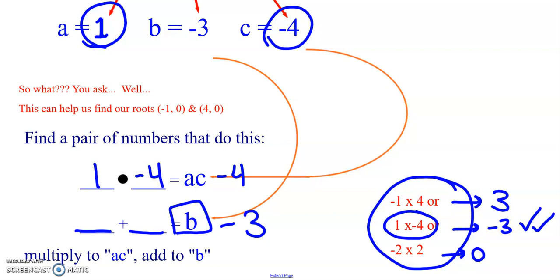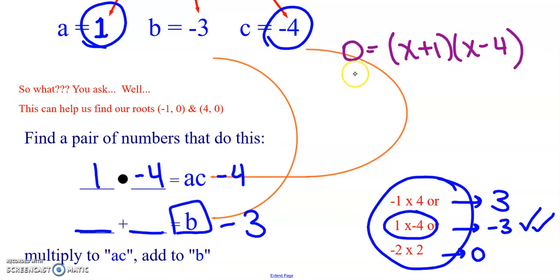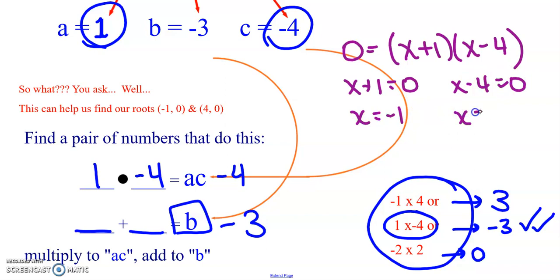And so what I would then do is factor this into x plus 1 and x minus 4. Set that equal to 0, in which case I would get x plus 1 equals 0 and x minus 4 equals 0. So x would be equal to -1 and x would be equal to 4, which is what our roots are right here.